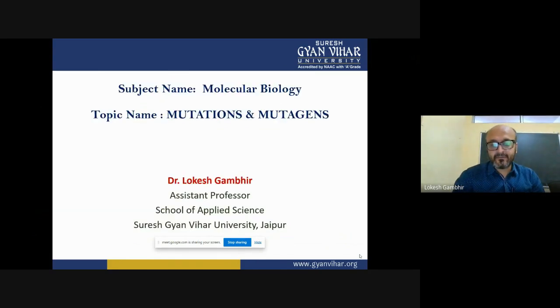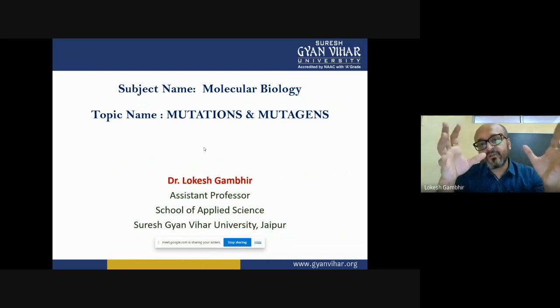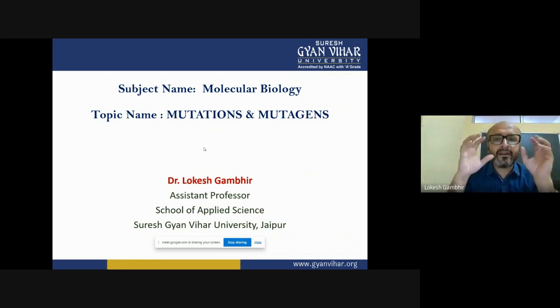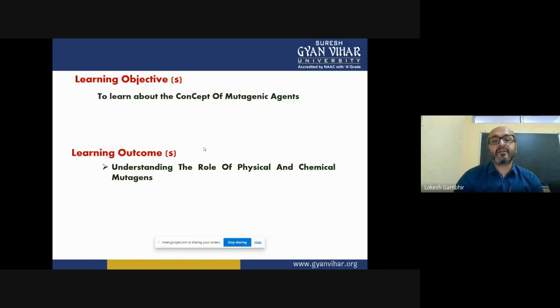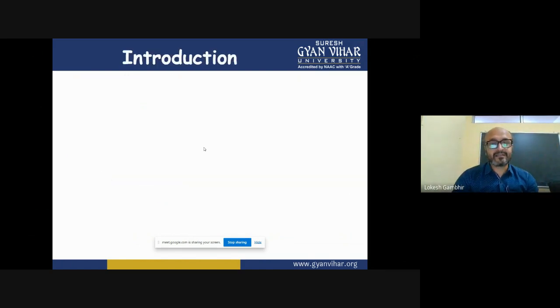In this complete lecture on mutations and mutagens, the main objective is to tell you what mutations are, what the types of mutations are, what the different chemicals that can cause these mutations, which we call mutagens, are, and what the different molecular mechanisms attributed to the onset of mutations are. By the end of the lecture you will be able to understand the role of all these scenarios.